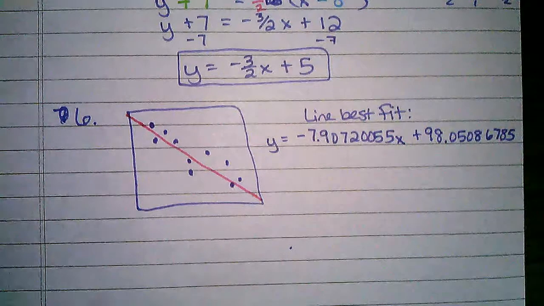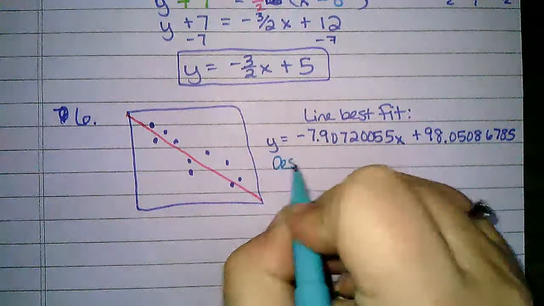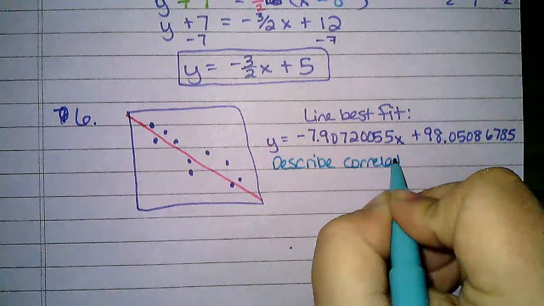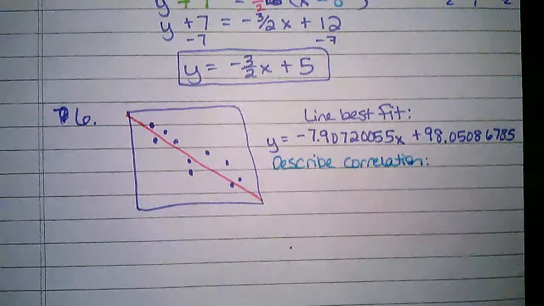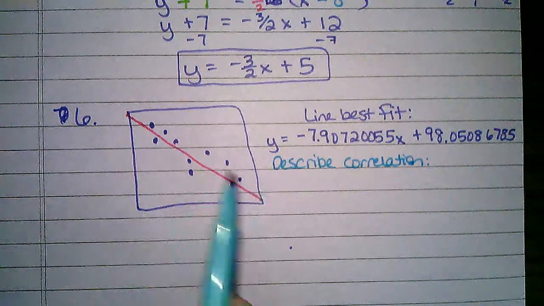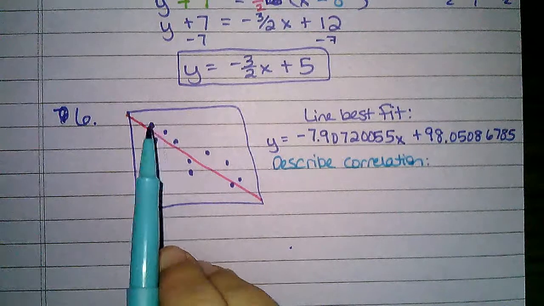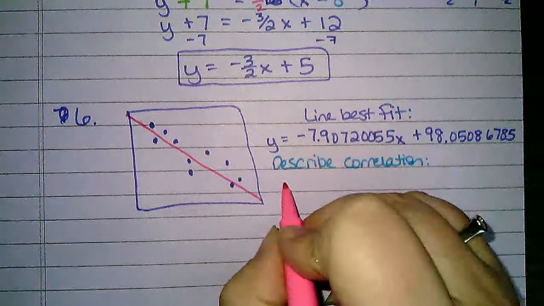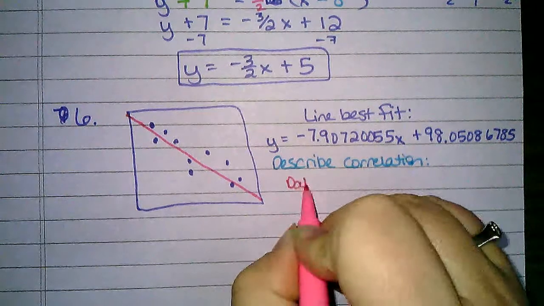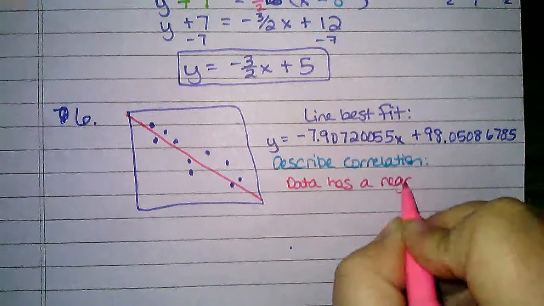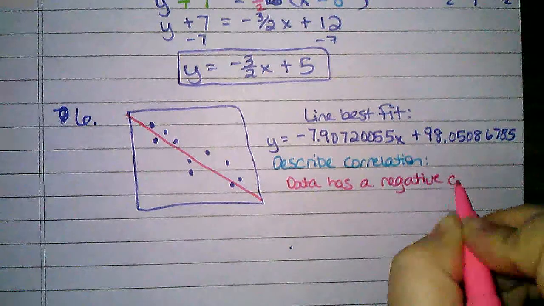Describe the correlation. That's something we haven't done. Describe the correlation, using such words as positive correlation, negative correlation, or no correlation. Well, if we look at this going from left to right, do you see that they kind of go down? Okay, so that tells me that our data has a negative correlation.